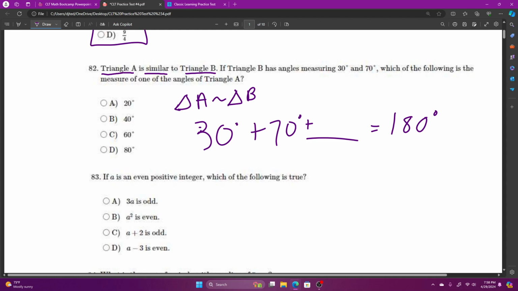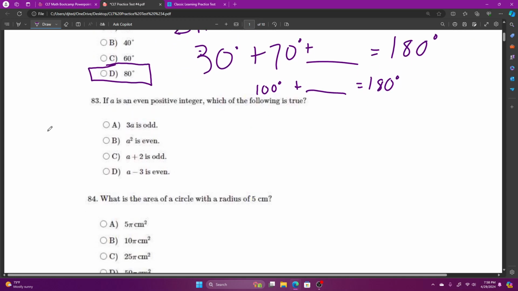Well, what's 30 plus 70? 100 degrees plus what equals 180 degrees? Take a look at your answer choices. We've got 20, 40, 60, or 80 degrees. And the correct answer is 80 degrees. And we can move on to question number 83.